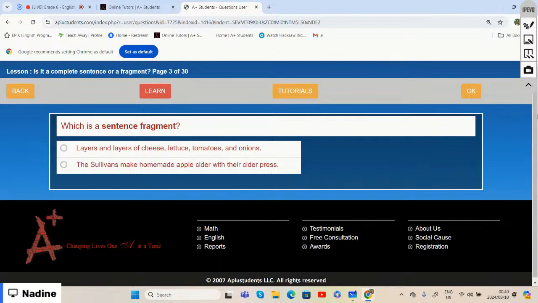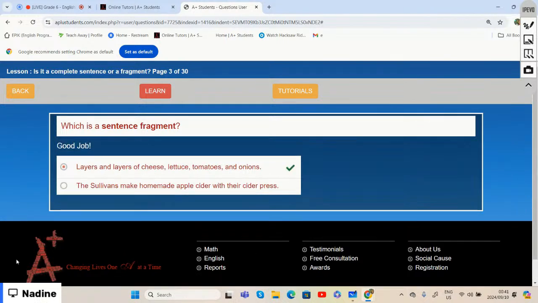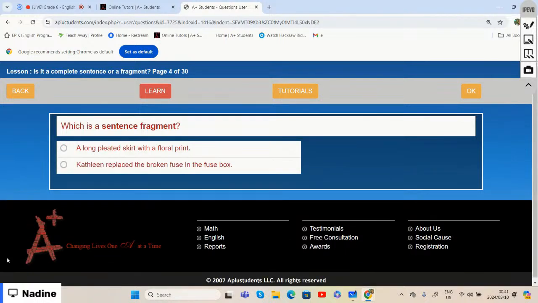So is it option one, layers and layers of cheese, lettuce, tomatoes, and onions? Or option two, the Sullivans make homemade apple cider with their cider press. All right, and if we are going to select the correct answer, then yes, option one is correct. Well done. Option one is correct.